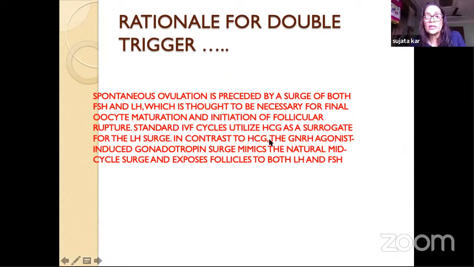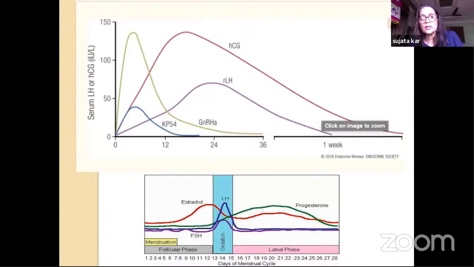In contrast to HCG, the gonadotrophin agonist induces a gonadotrophin surge, mimics the natural mid-cycle surge, and exposes follicles to both LH and FSH. Now, this is a slide, a graph. This we are very aware of. This is the normal menstrual cycle. We know that this is a natural LH surge, and it lasts for about 36 hours or so. Now, this is what happens when you're giving HCG. It's far from being like a natural one.